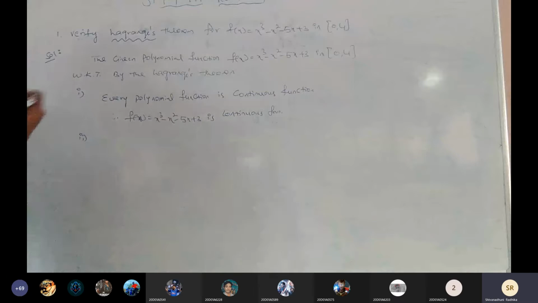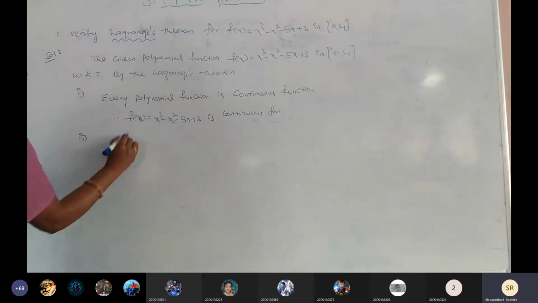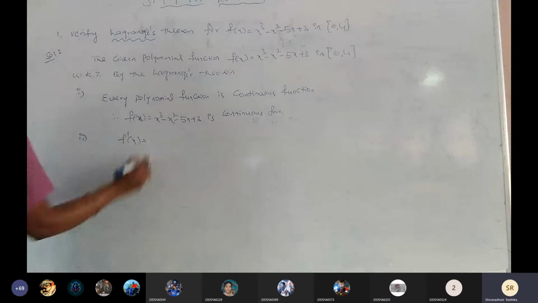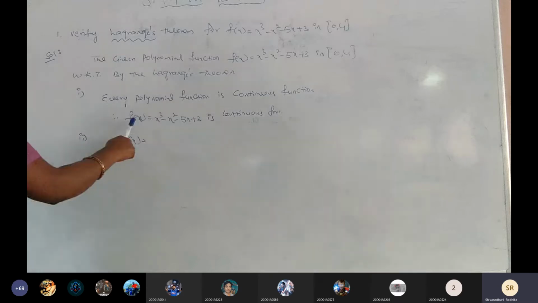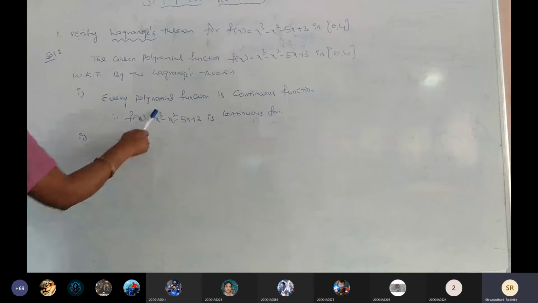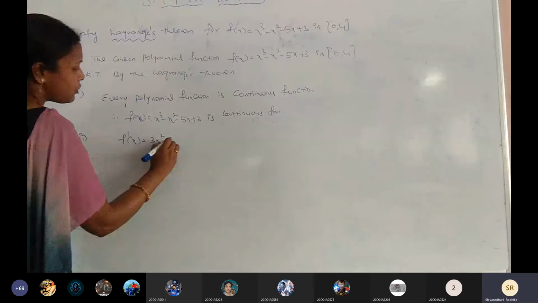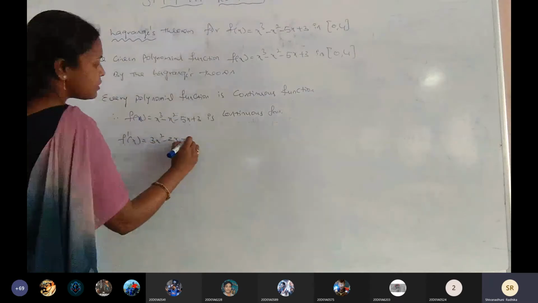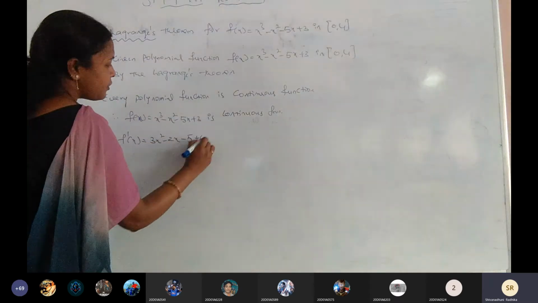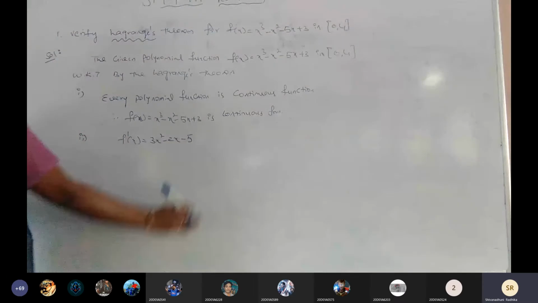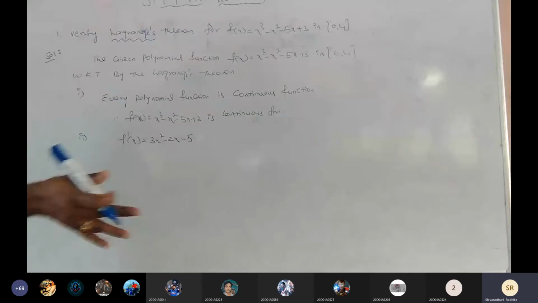Okay. Once it is a continuous function, we need to find f dash of x. What is f dash of x? The first derivative of the given function. This is the f of x, right? The derivative of x cube is 3x square, minus the derivative of x square is 2x, minus the derivative of 5x is 5, plus the derivative of the constant is 0, there is no need to write it here. So 3x square minus 2x minus 5 is the derivative.